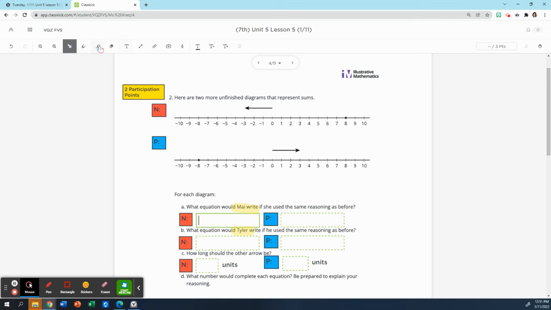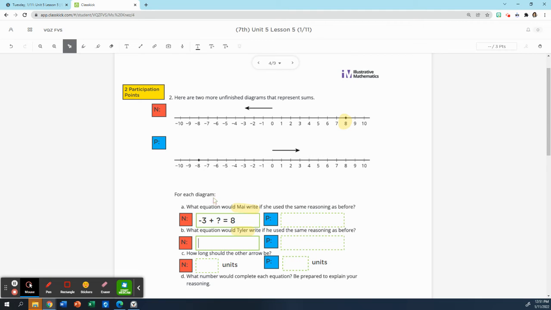In N, we know that our sum is 8, right? We know that our sum is 8. So something plus something equals 8. And we know that one number we're adding is -3 because we can see the arrow moving left. And so -3 plus question mark is equal to 8.